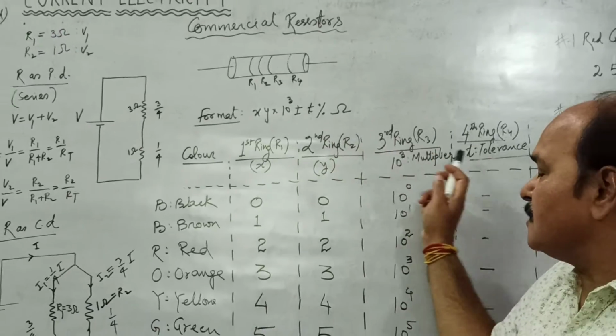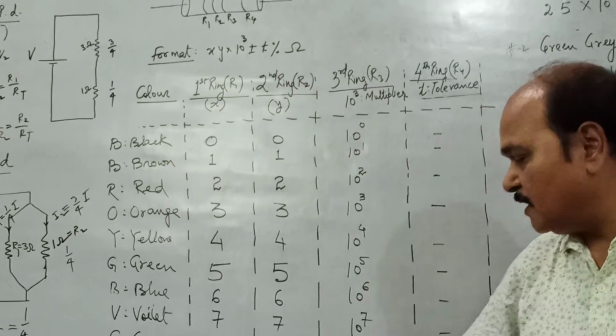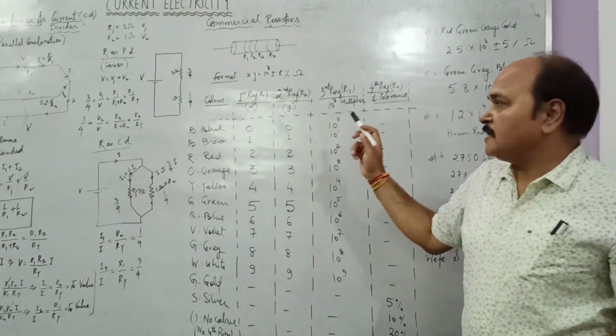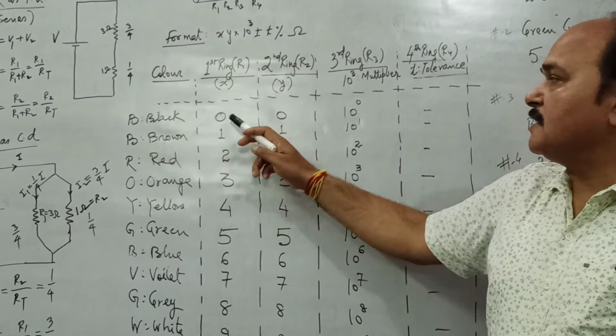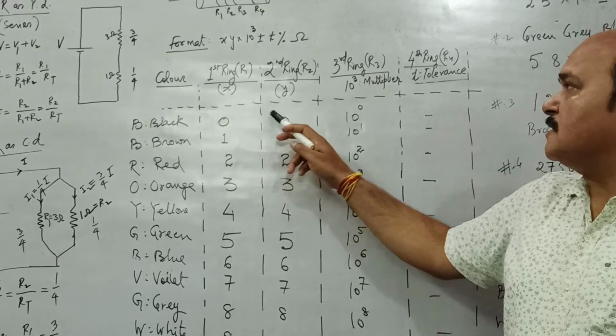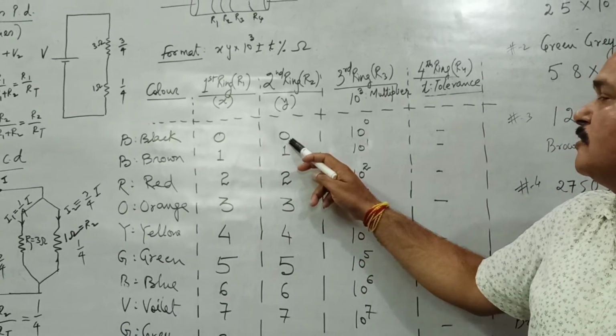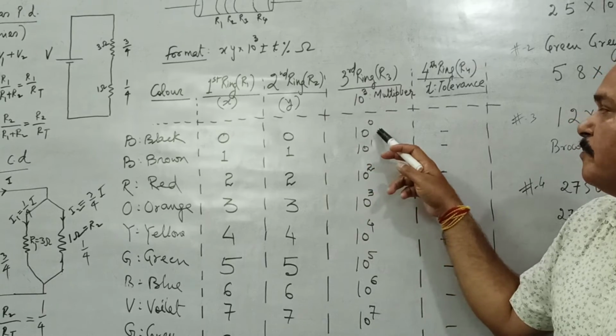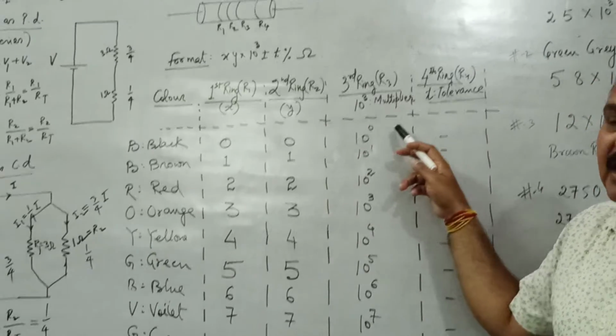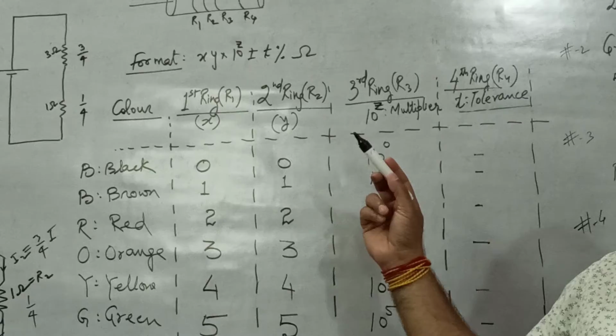So what is this rule? That rule is written here in the form of a chart. This is black. If black happens to be the first ring, then the first digit is what? 0. Second digit is what? 0, if the second ring is black. If the third ring is black, then the multiplier is what? 10 to the power 0, and it doesn't represent any tolerance.